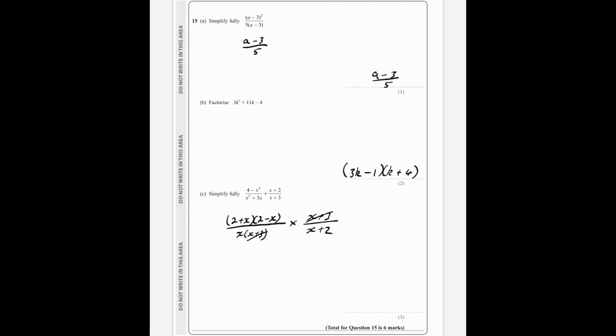And there's loads of stuff that will cancel. So cancel the x plus 3s, cancel the x plus 2s. And we're left with 2 minus x over x. We can do no further cancelling there.